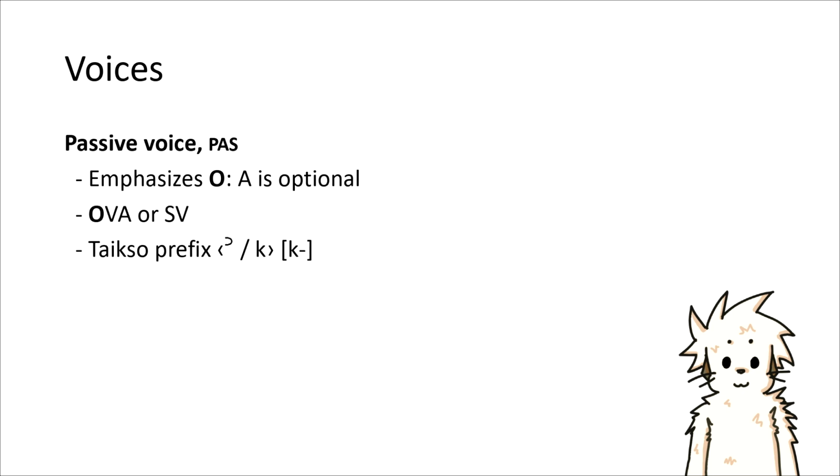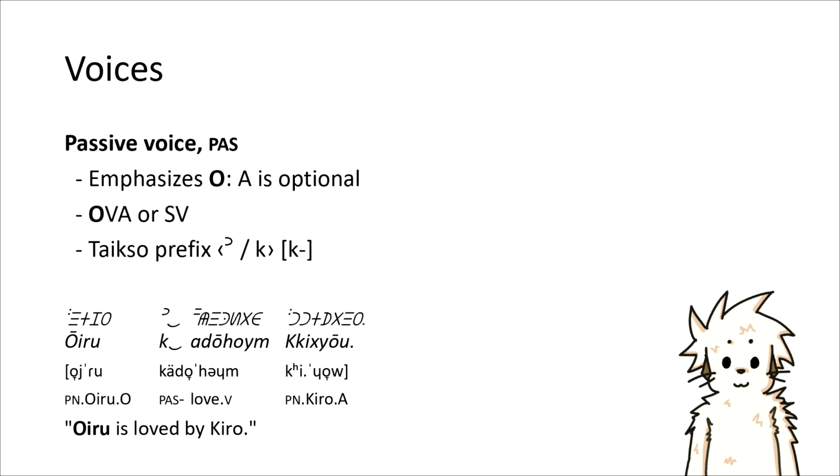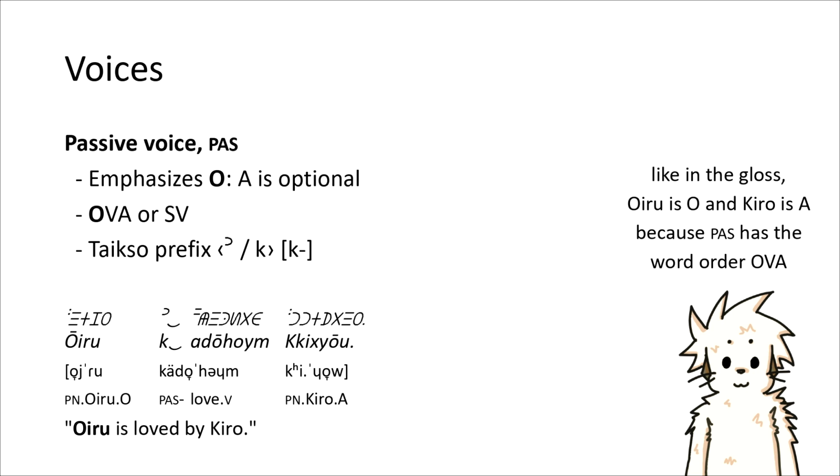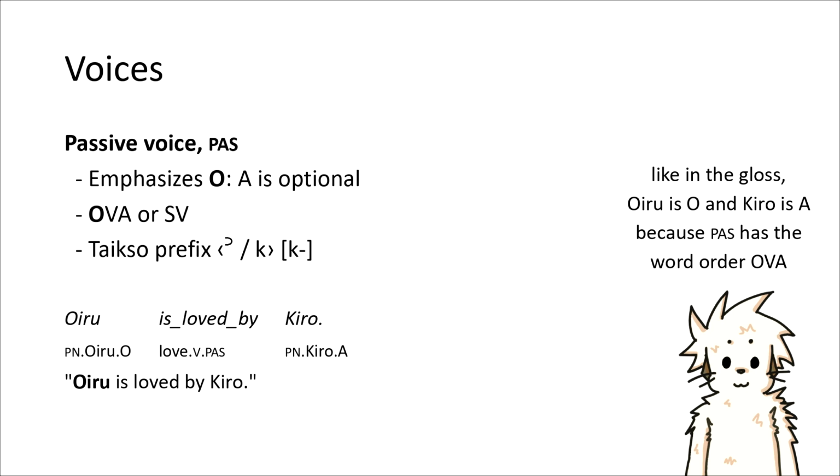Taekso indicates the passive voice with the prefix ge. Since this passive verb has 2 arguments, and the word order is object-verb-agent, it tells you that Oiru is the object and Kiro is the agent. In English, the passive voice looks like this.